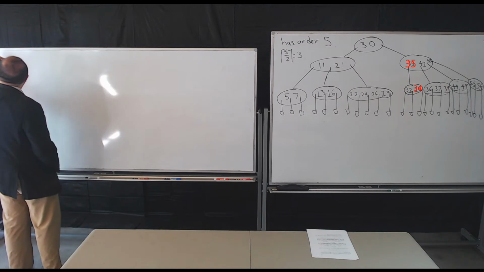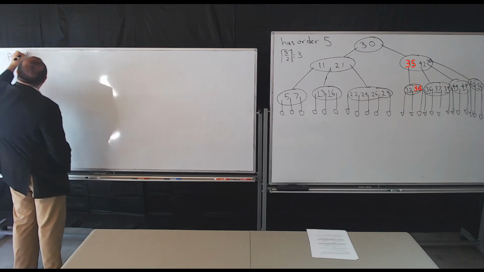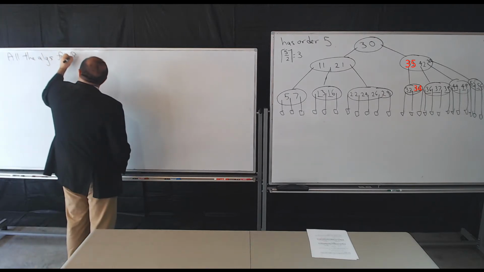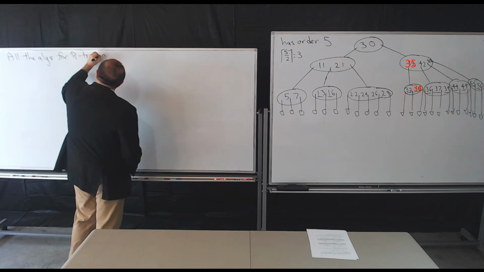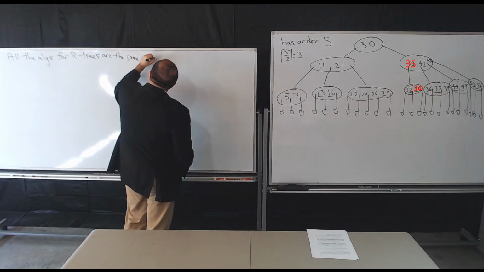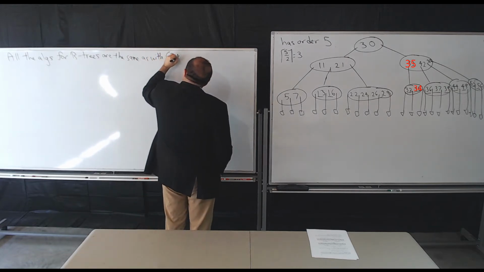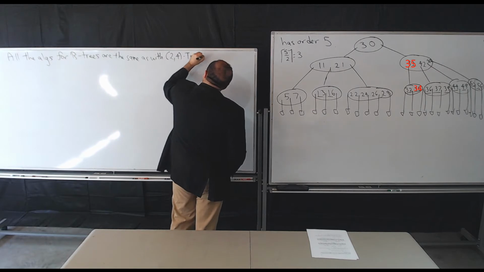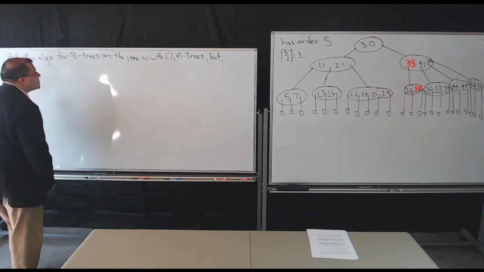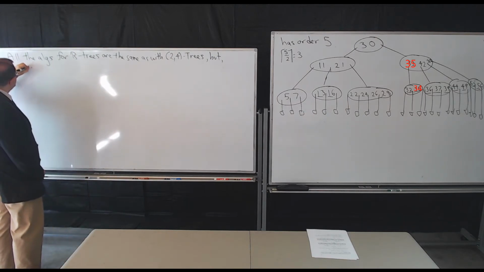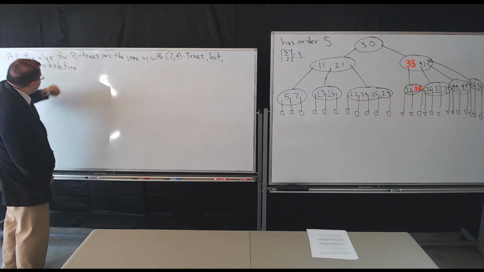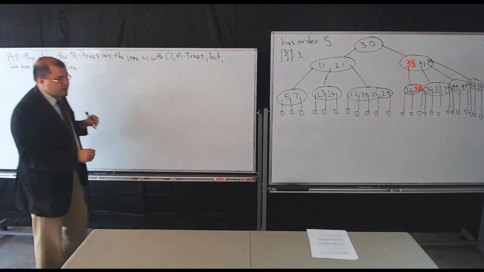So all the algorithms for B trees are the same as with 2-4 trees, but we're going to need to redefine two things. For this to work, I need to redefine for you what underflow and overflow are.